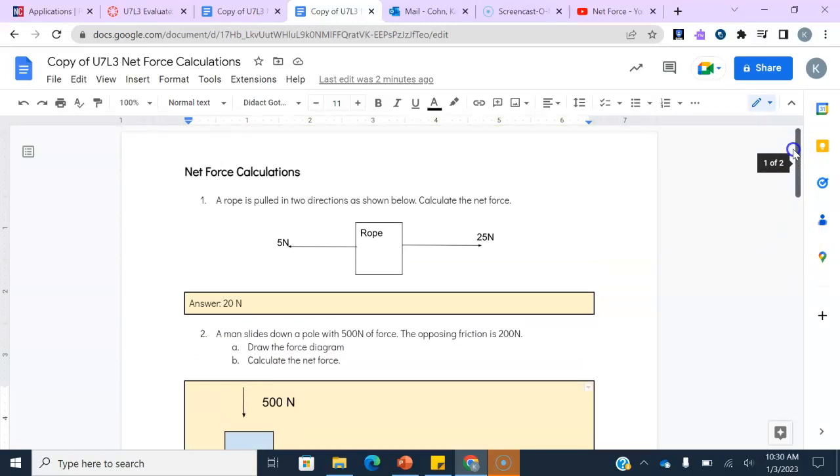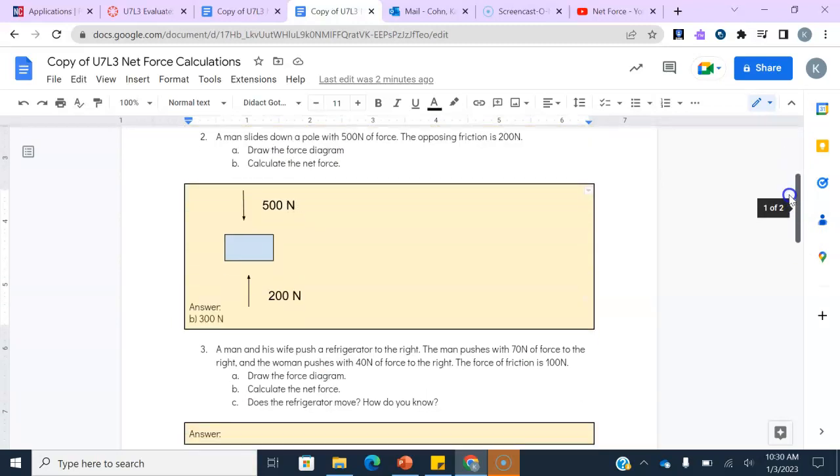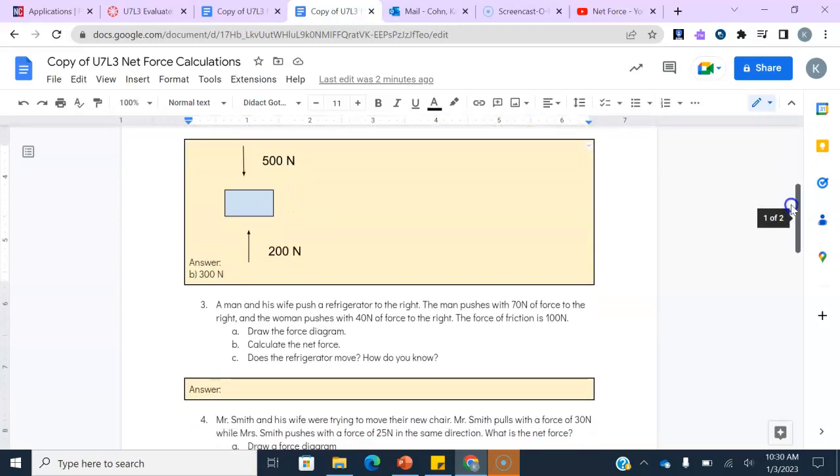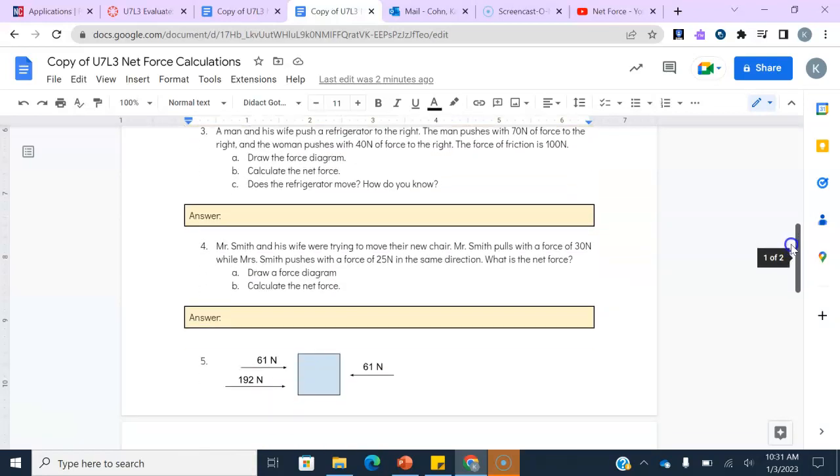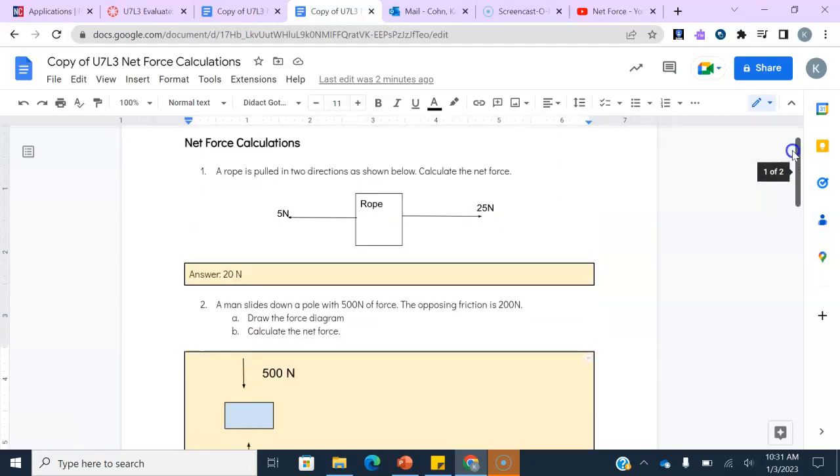I know using Google Drawings can be a little bit tricky, and of course physics itself can be tricky sometimes, so if you're having trouble, please do not hesitate to let me know, and I will definitely hop on and help you with this one.